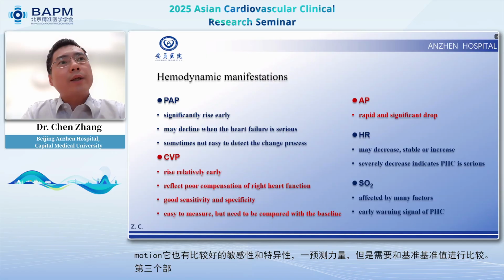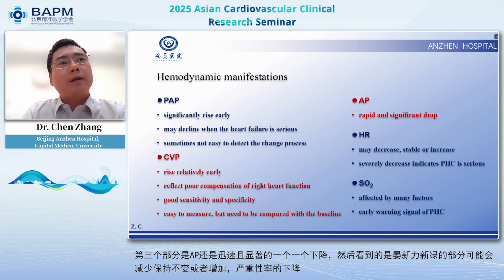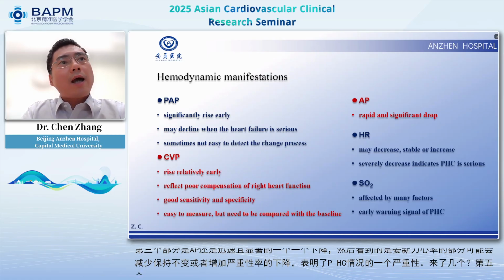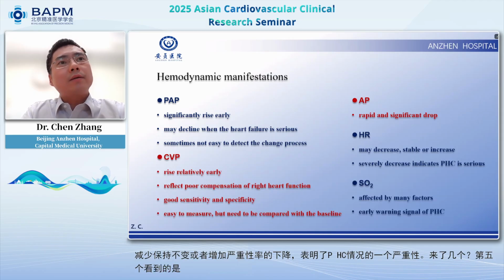Fourth, heart rate. This parameter may decrease, stay stable, or increase during PHC, but a severe decrease indicates PHC is serious and CPR may be needed. Fifth, blood oxygen saturation. This indicator can act as an early warning signal of PHC. According to our experience, CVP and AP are two accurate and easily measurable indicators.